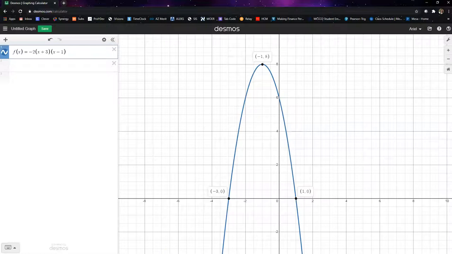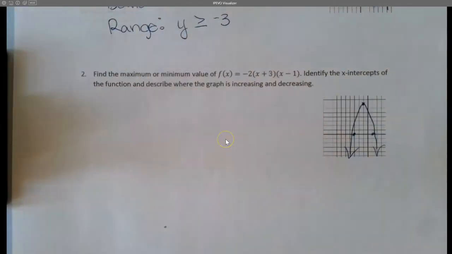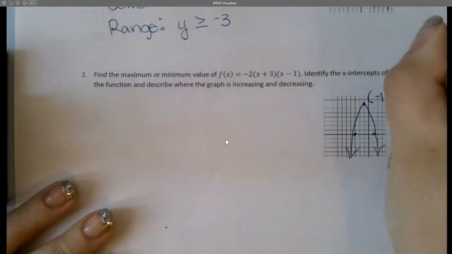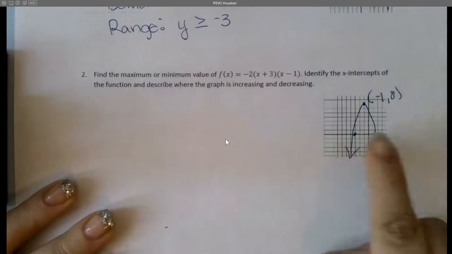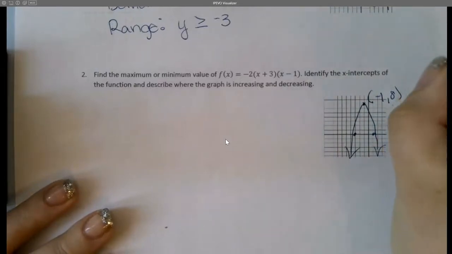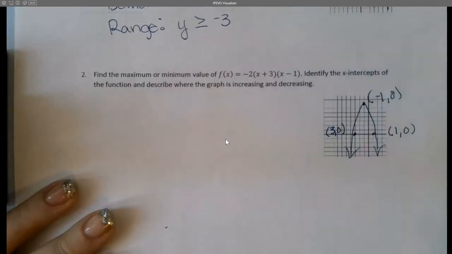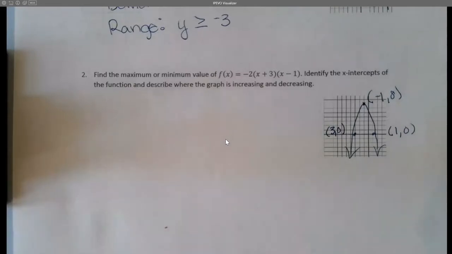So I'm going back to my paper. And there is my graph. So my vertex was -1, 8. And I was crossing here. This one is 1, 0. And this one is -3, 0. Right? Then it wants me to say where the function is increasing and decreasing.